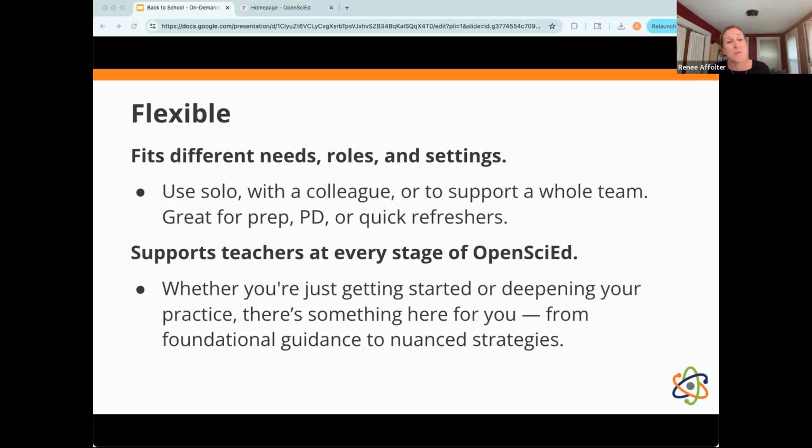We also wanted to make sure that they were flexible, right? We want them to fit different needs, roles, and settings. So whether you are using them solo and you're just trying to figure something out, there's a lot of people here who are instructional coaches or who are working with other teachers. Maybe you're just getting ready to prep. Maybe you're going to lead some PD. Maybe you just need a quick refresher, but we wanted it to fit a bunch of different needs and roles and settings and to support teachers at every stage of OpenSciEd.